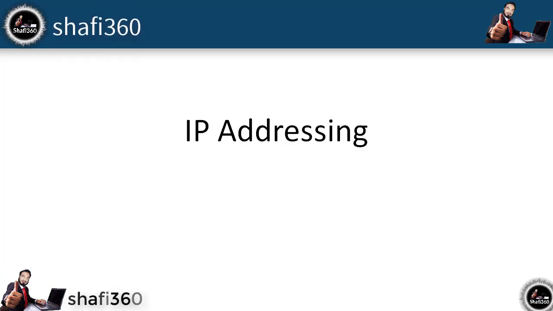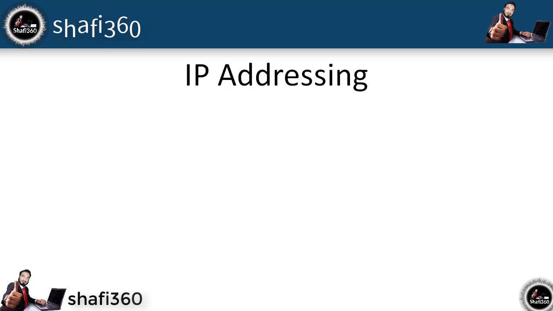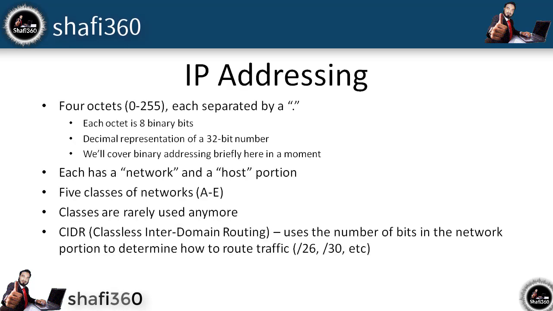We're going to discuss IP addressing in this video. First, we'll start off with a bit of a review. Now, you saw the slide when we discussed IP basics, IP fundamentals. IP addresses are 4 octets, 0 through 255 each separated by a period or a dot. Each octet is 8 binary bits, so a full IP address is a decimal representation of a 32-bit number. We'll cover binary addressing briefly here in just a moment.